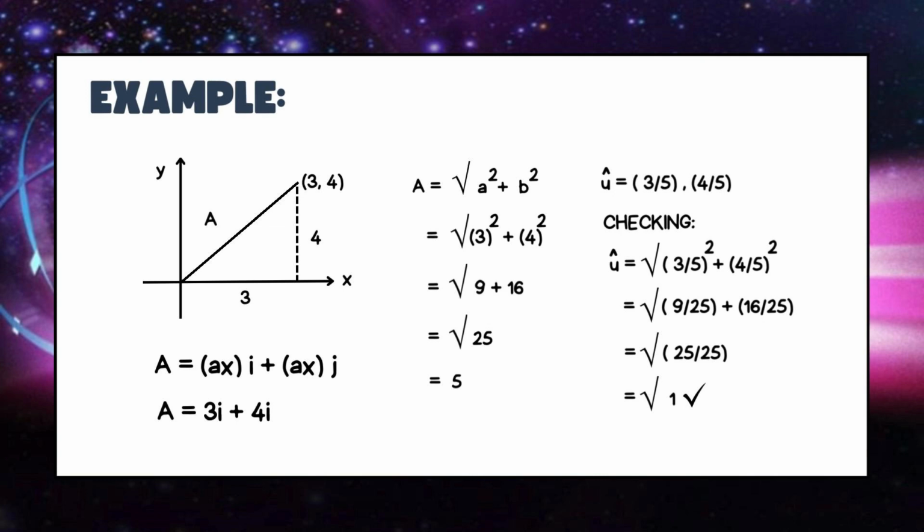As you can see, it has a magnitude of 5, contrary to the meaning of a unit vector. To fix it, we simply divide both components by the magnitude of the vector. The final answer is A is equal to 3 divided by 5 i plus 4 divided by 5 j. We can check it by doing Pythagorean theorem where the answer will be 1.